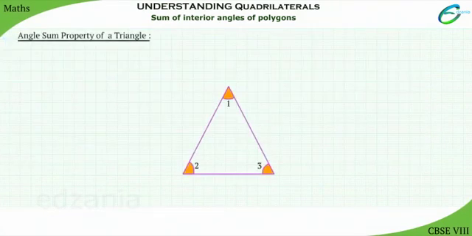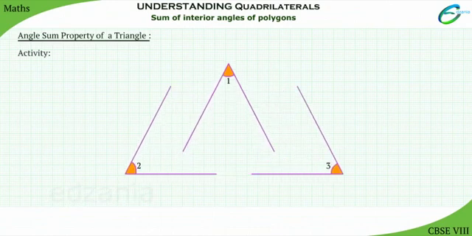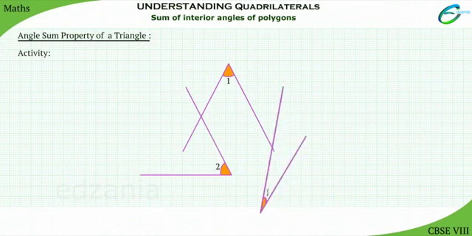How many angles are there in a triangle? 3. Do you know the sum of interior angles of a triangle? 180 degrees. How? Let me explain through an activity. Cut the 3 angles of the triangle and join all the angles one by one as shown in the display.